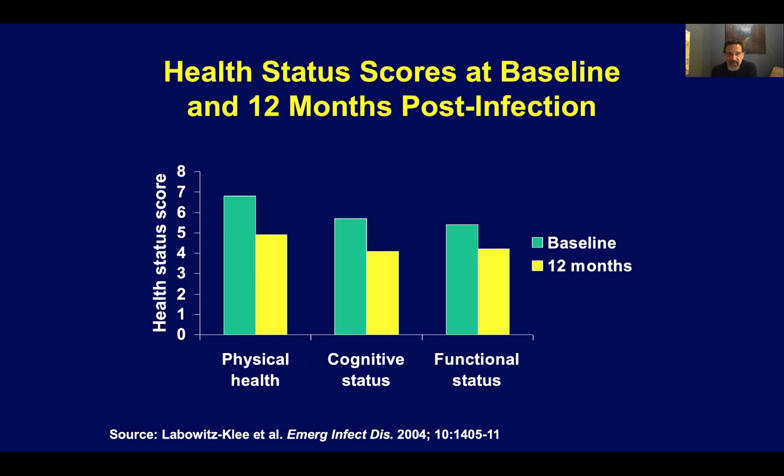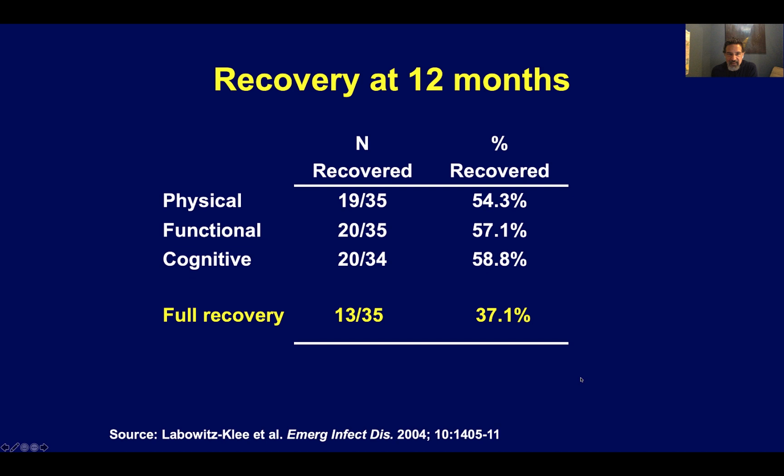Looking at their recovery relative to baseline, which again was via recall, in all domains, the surviving West Nile patients reported lower scores compared to baseline. And when we calculated our estimates of recovery, you can see that in all domains, less than 60% of people had recovered, physically, functionally, or cognitively. And when you ask the question, how many recovered in all three domains, really it was much, much less. So only 37% of people, according to our definition, were considered fully recovered a year later after having been hospitalized with West Nile infection.